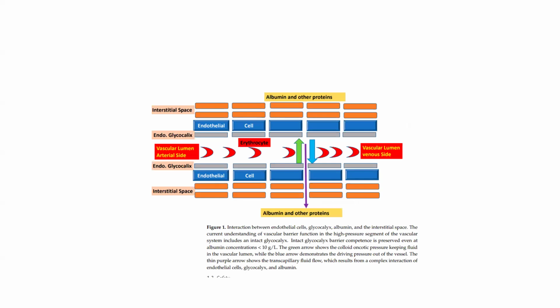The current understanding of the vascular barrier function in the high pressure segment of the vascular system includes the glycocalyx. The intact glycocalyx barrier competence is preserved even at an albumin concentration of less than 10 gram per liter. The green arrow shows the colloidal osmotic pressure, keeping the fluid in the vascular lumen, while the blue arrow demonstrates the driving pressure out of the vessel. The purple arrow shows transcapillary fluid flow, which results from the complex interaction of endothelial cell, glycocalyx, and albumin.